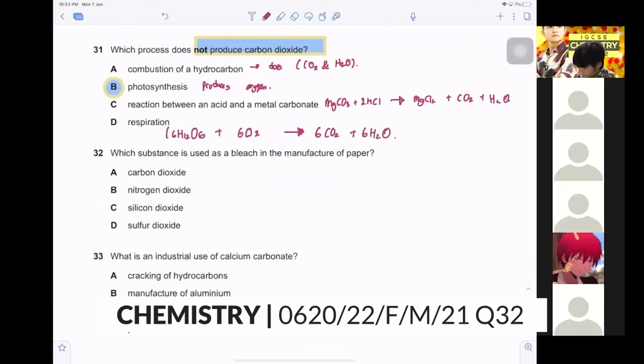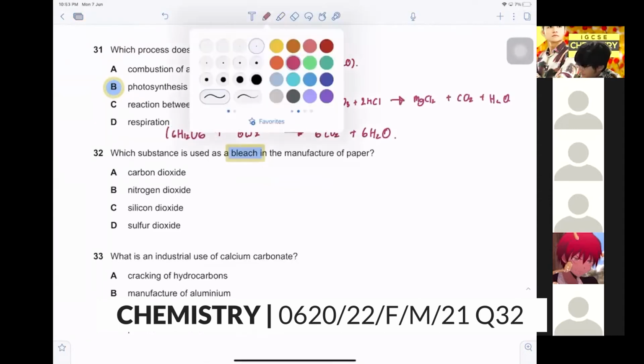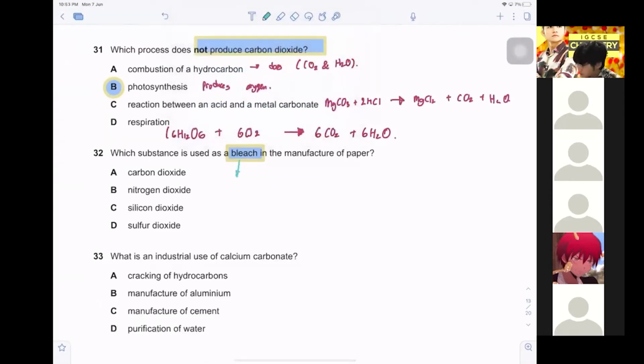Which substance is used to bleach? You can use anything that contains sulfur. Sulfur dioxide is a very good bleaching agent. Another bleaching agent we have is HClO, which we call chloric acid. The chloride ion also has a bleaching effect. So the answer is sulfur dioxide.